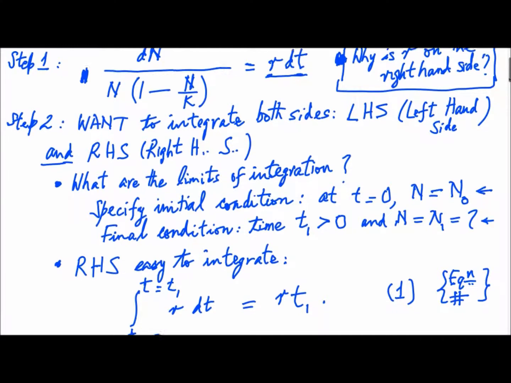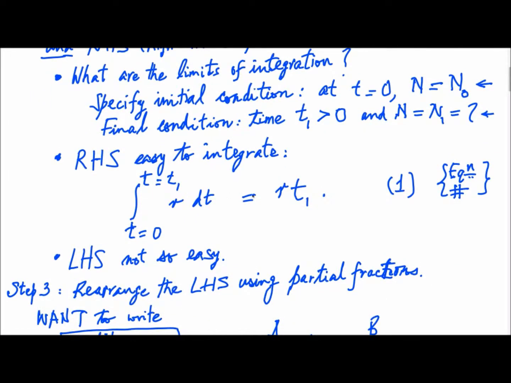As I said, the RHS is easy to integrate. Integral of dt is just t. And so the right-hand side, the RHS, is just r times the elapsed time, t1. And we're going to number this equation. That's why I've written down here equation number, and the equation number in this case is 1. We're going to keep doing this for important equations as we go.